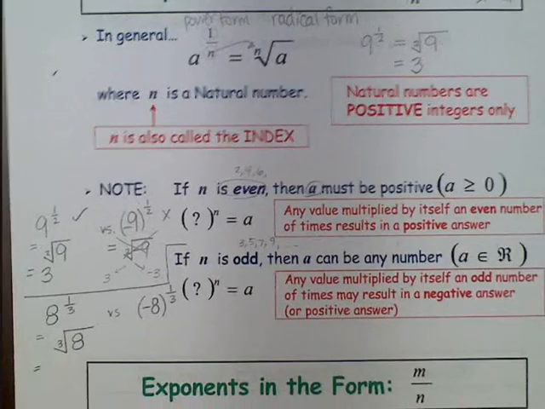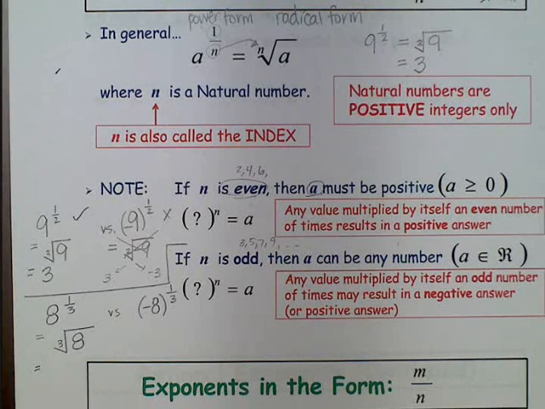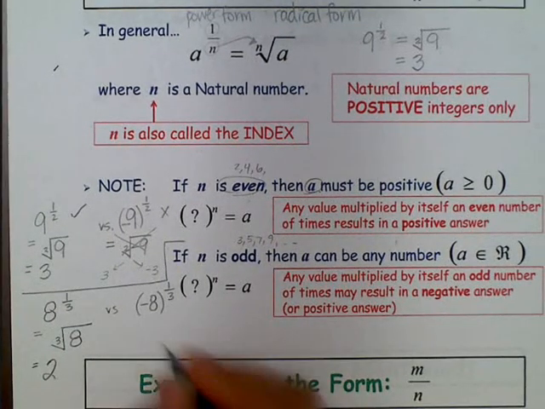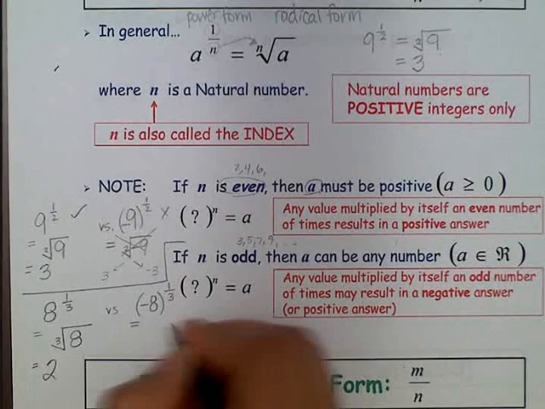And I know that the cube root of 8 means some number multiplied by itself 3 times will give you an answer of 8. So 2 times 2 times 2 gives you an answer of 8, so I know that this is going to be equal to 2.